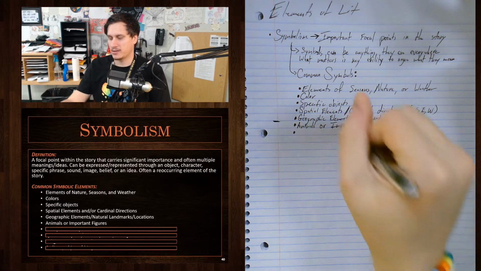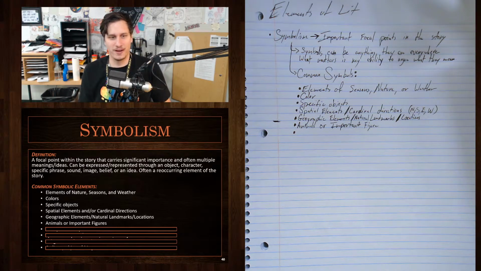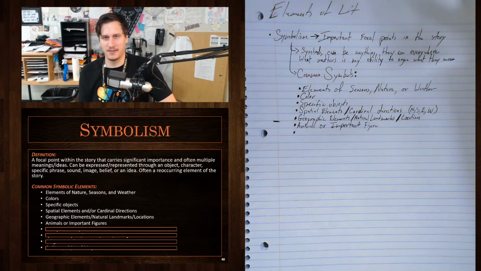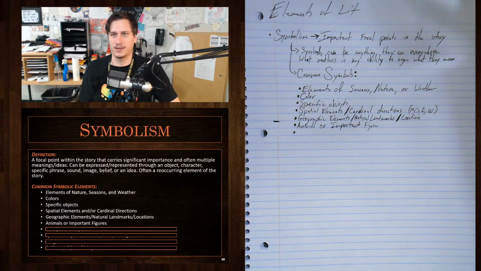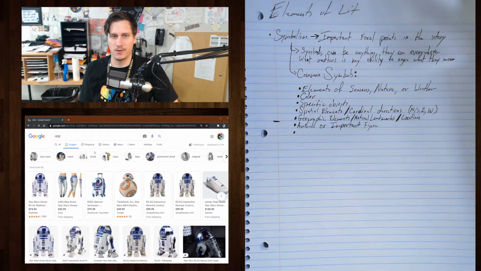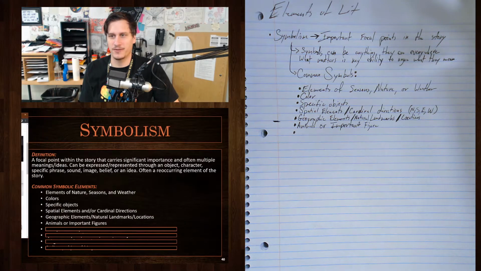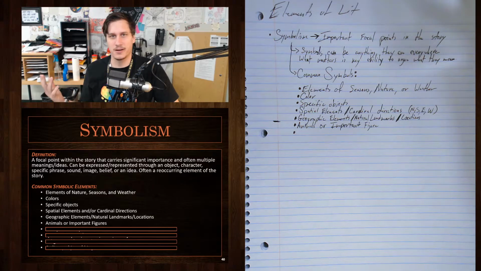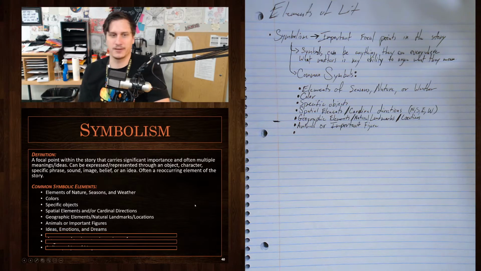Now, I also mentioned important figures here. For important figures, that can obviously be applied to a very, very large number of people. But to give you a really simplistic example, in Star Wars, you have R2-D2. R2-D2 is an important figure who follows around Luke Skywalker. And that's just what you get. He's not really an animal, he's a robot, but he acts like an animal because he's constantly following Luke around and doing his own thing.